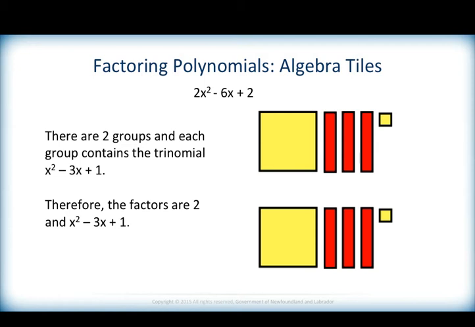And if you want to check your solution, all you would need to do, similar to the previous lesson in this section, is to multiply 2 by that trinomial to determine if you will get 2x squared subtract 6x plus 2. That's a good way to do a little error analysis for yourself.